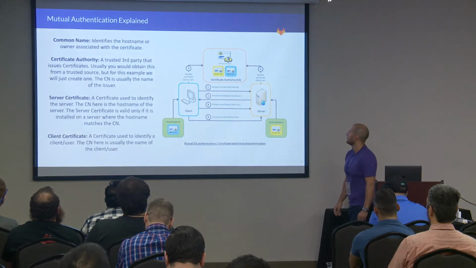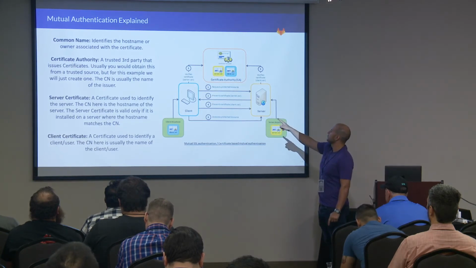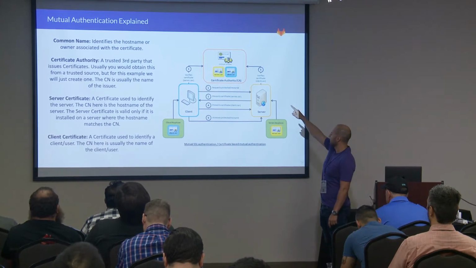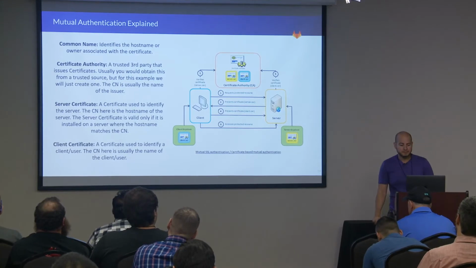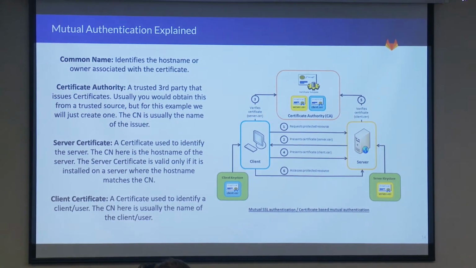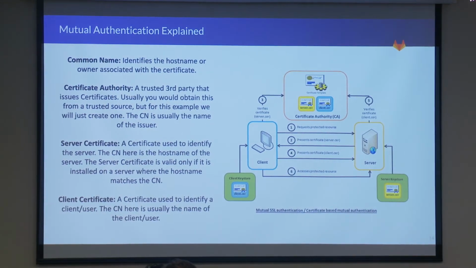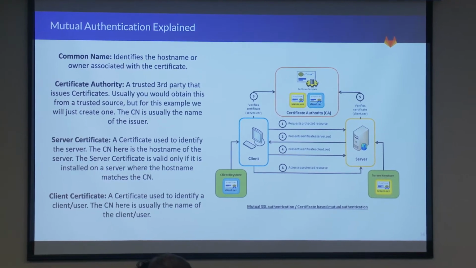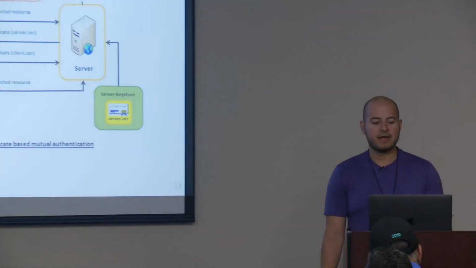So if you see here, you can see that it'll request the resource, and it'll present the server certificate. It'll validate the server certificate against the CA. It'll validate the client certificate against the CA, and then if that's valid, then it'll go ahead and authorize you. So one thing a lot of people don't know is about the common names. It takes some wrapping your head around and playing with certificates a lot. So the common name for the server certificate has to match the actual host name. And then the certificate authority is usually the name of the certificate authority.